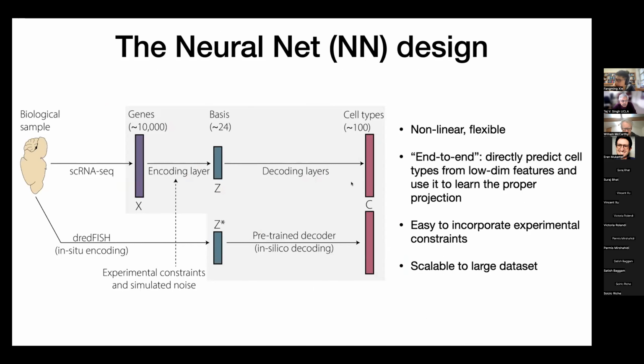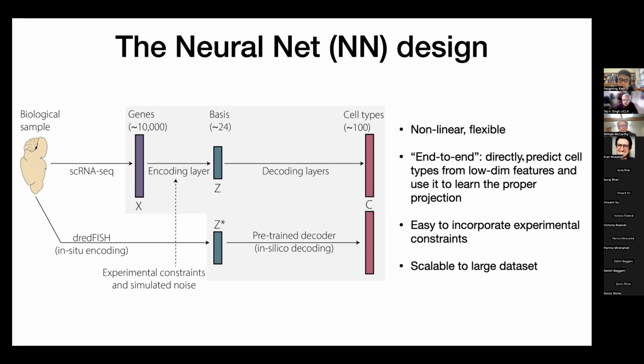So lastly, that's the part about linear reconstruction and how we can design projections to capture the cell types. And the last thing we also tried is we wonder if we can design a neural network based design to do the same thing. And the intrinsic advantage of a neural network is it goes beyond the linear reconstruction.